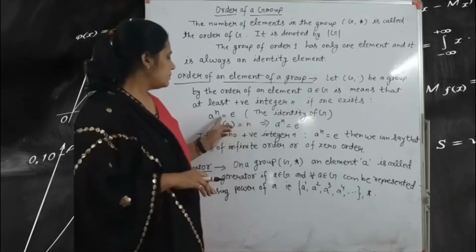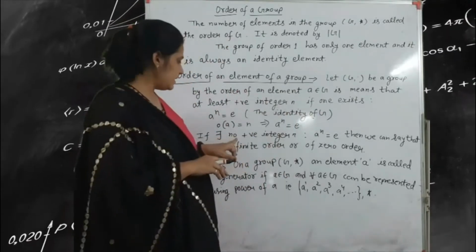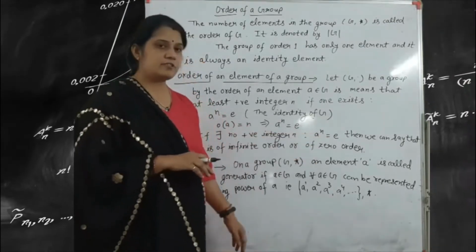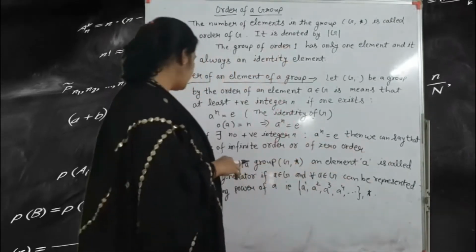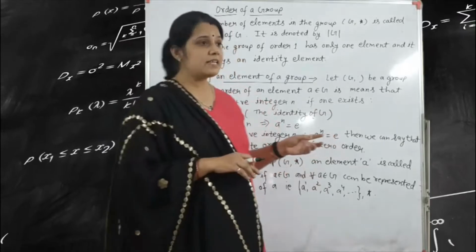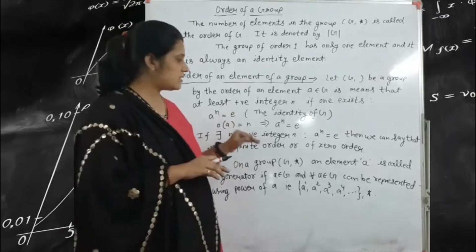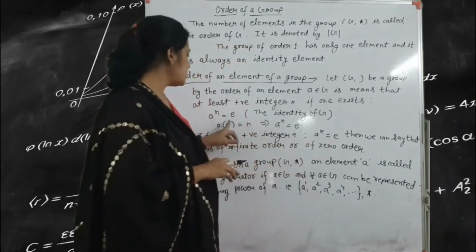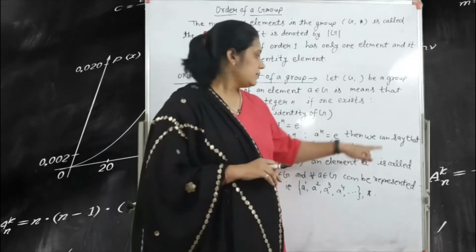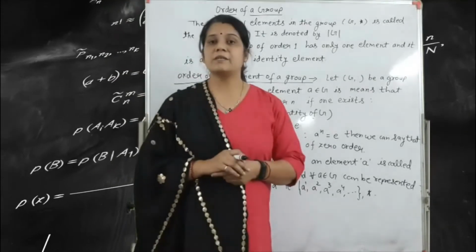So this is the process for finding the order of an element of a group. If there exists no positive integer n such that a raised to the power n is equal to e, then we can say that a is of infinite order or of zero order. Why do we say infinite order or zero order? Because there exists no positive integer such that a^n is equal to e.